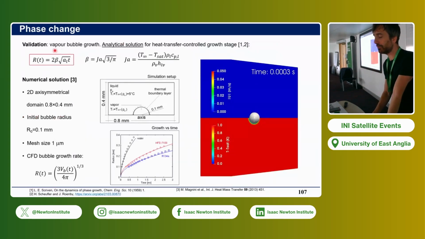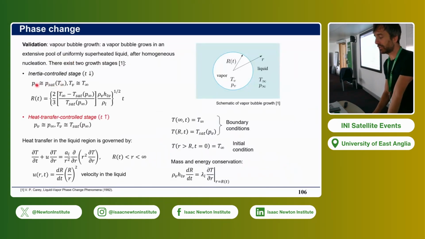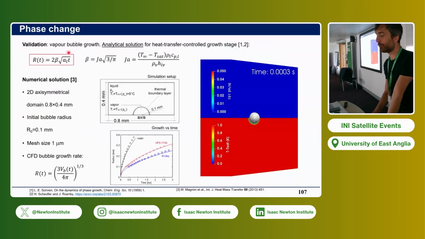And here I'm just showing you the final result that tells that the radius of the bubble will grow over time with the square root of time. So to show you the difference, in the inertia controlled stage, the radius grows linearly with time. At a later time instance, the bubble grows with the square root of time. And the constant of proportionality depends on fluid properties and temperature.